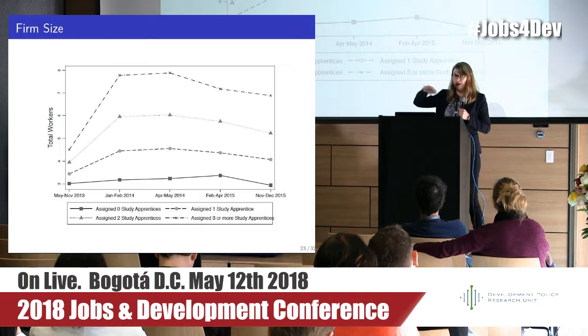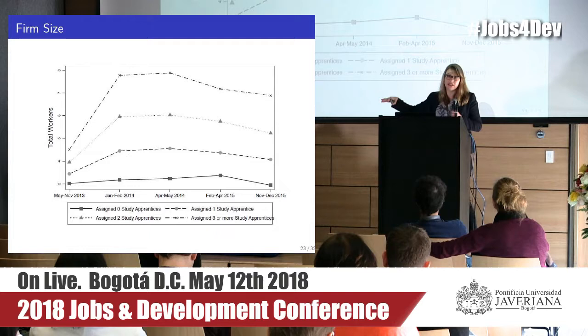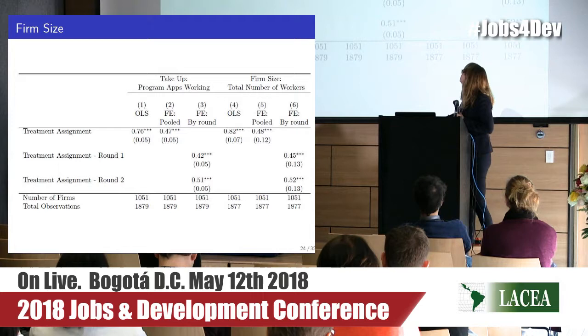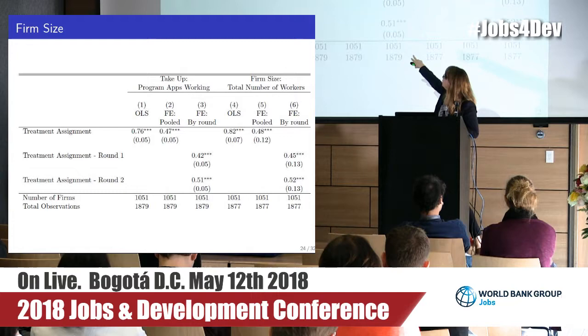But the firms in our sample are growing by amounts that are similar to the take-up rates in the program. So among those people who came and went through this randomization, about half of them actually joined a firm and started working there. And that's how much we're changing the size of the firm by. So to look at that in a regression framework, it's about 0.47, or about 0.5 by round 2. Some people showed up late to their assignments.